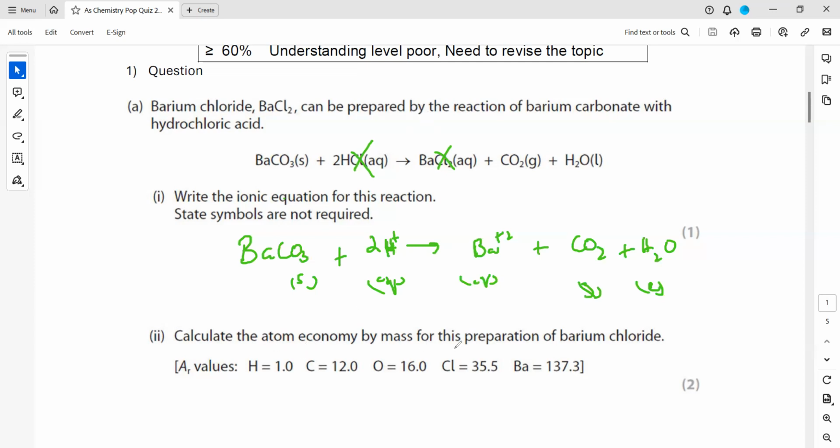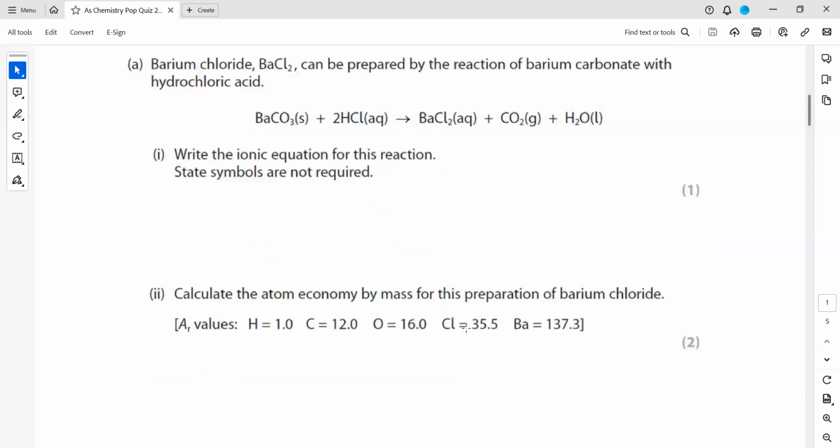Calculate atom economy by mass for this preparation of barium chloride. So if you need an atom economy, it's the mass of the desired product divided by the total mass of reactants or total mass of products, times 100. So percentage atom economy is mass of the desired product. Our desired product is barium chloride. And if it was written 2, we'll multiply by 2. If it's written 3, we multiply by 3. Divided by the total mass of either the reactants or the products, times 100.